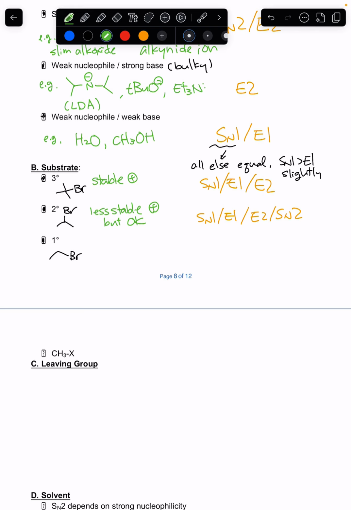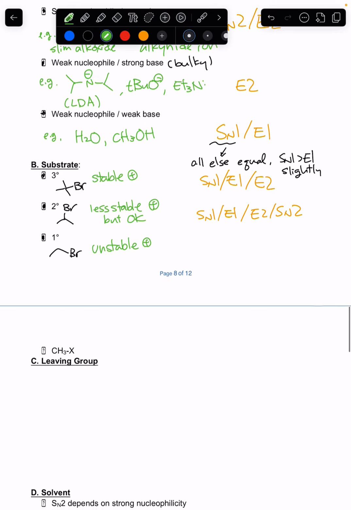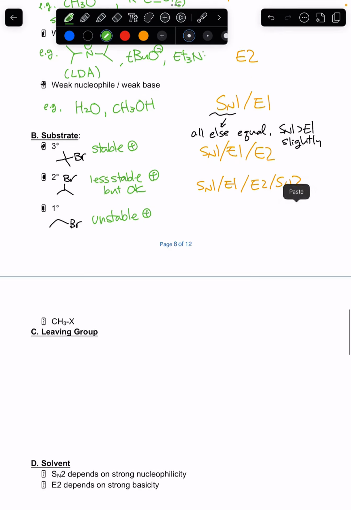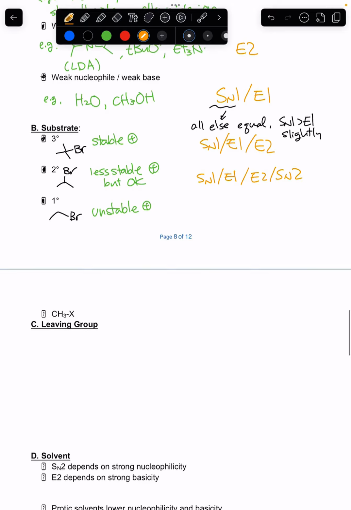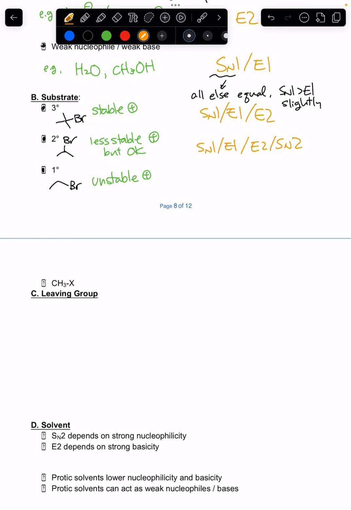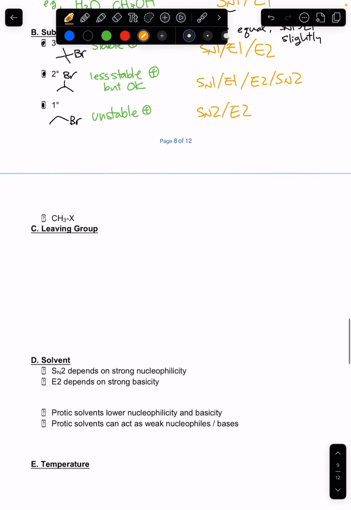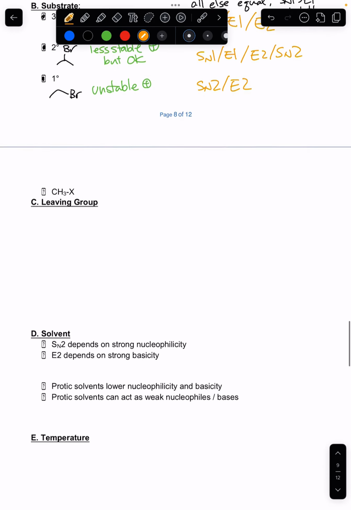With a primary leaving group, it would form a totally unstable carbocation if the leaving group left on its own. So basically the carbocation is out of the picture, and so for that reason it cannot do SN1 or E1. Remember, those require a common carbocation intermediate, and so for that reason SN2 and E2 are the only two viable pathways for primary. Okay.